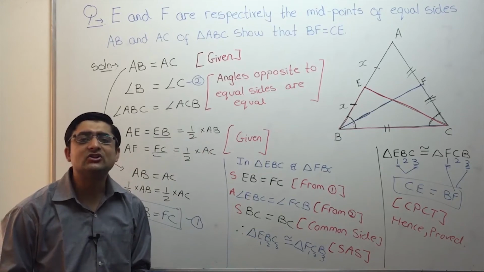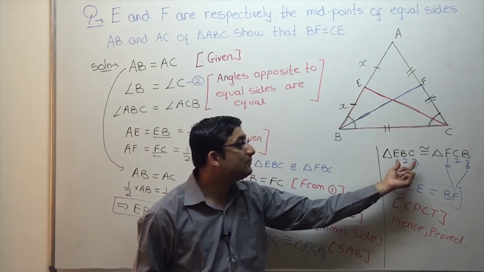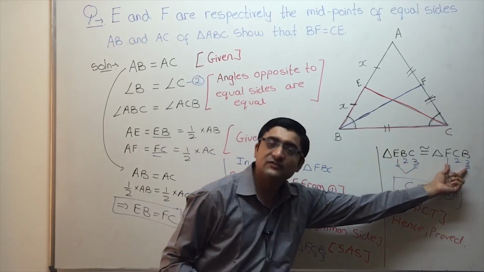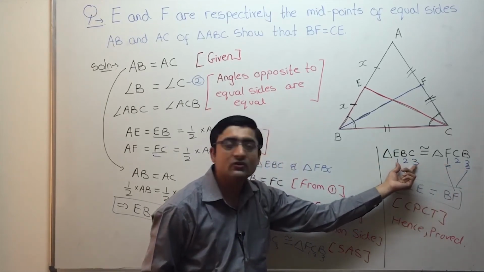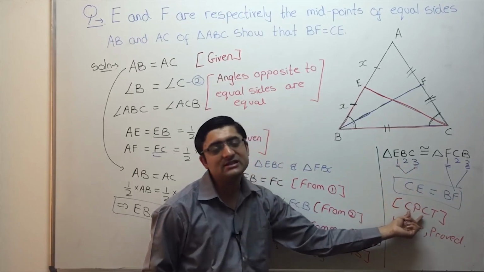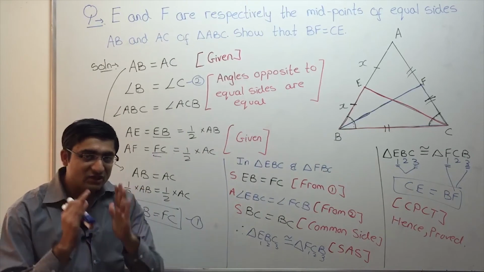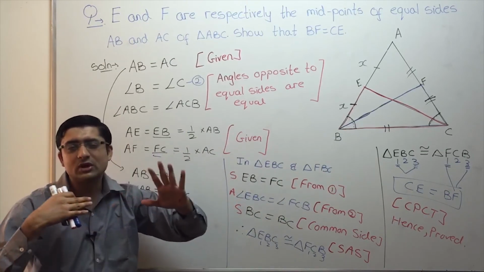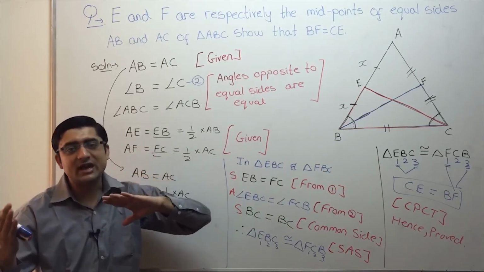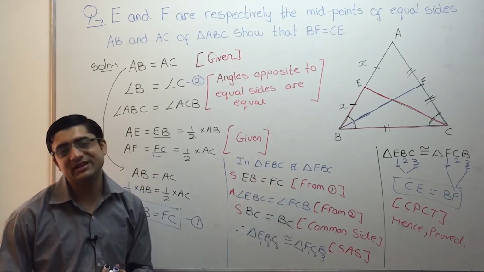Once the two triangles are congruent, use CPCT to get the corresponding parts. So I want BF is equal to CE. BF is first and third letter. This will correspond to first and third letter. So BF is equal to CE. CPCT, corresponding parts of congruent triangles, hence proved. Right? So the logic is that whenever you want to show two corresponding sides as equal, get two triangles which have those as their part, show them to be congruent. By CPCT, you'll get your answer.